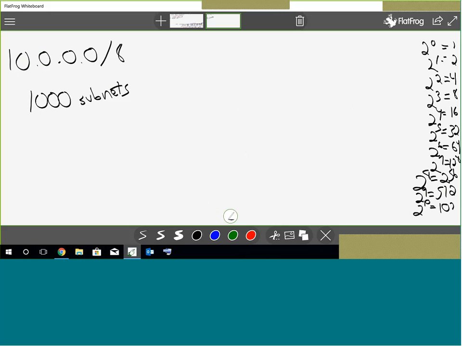Subnetting is the most important thing in this entire course, by far. 1,000 subnets. I'm not asking for hosts. I just want 1,000 subnets. If I asked for the number of hosts, we'd have to go at it a different way.